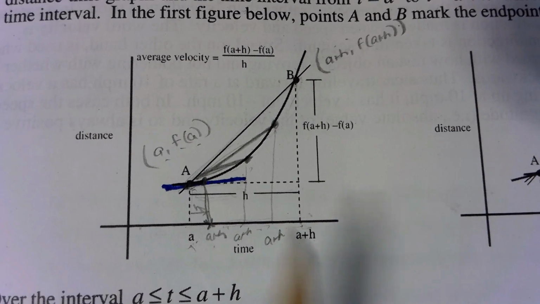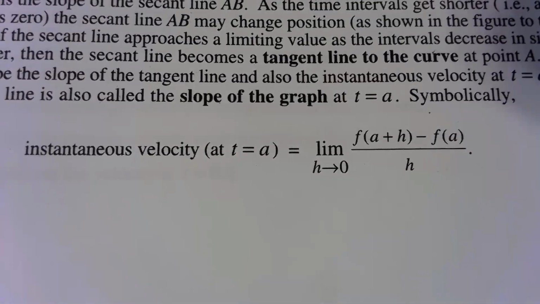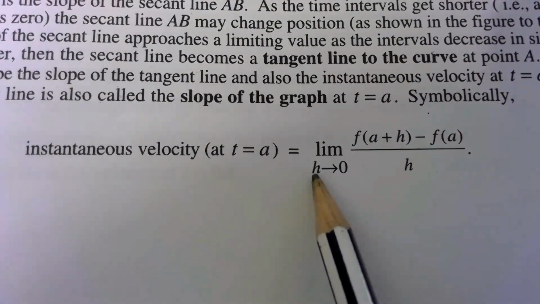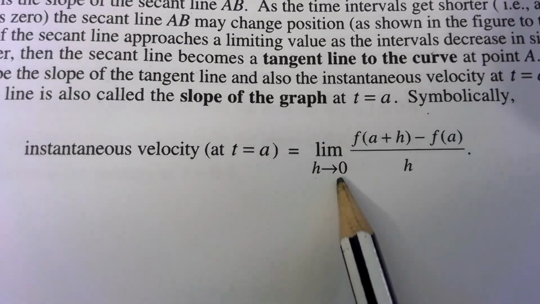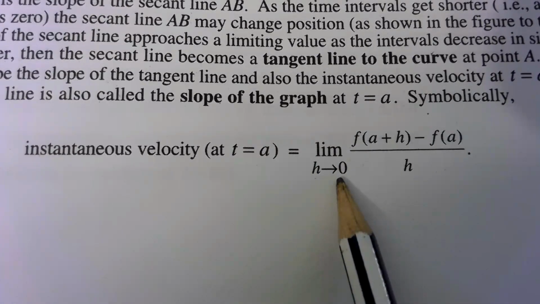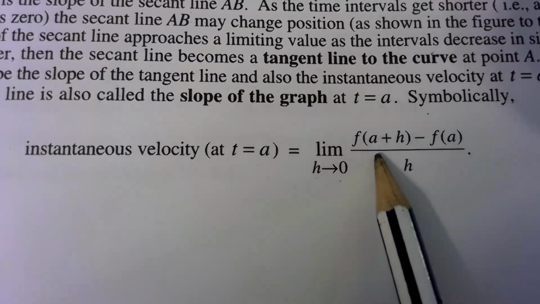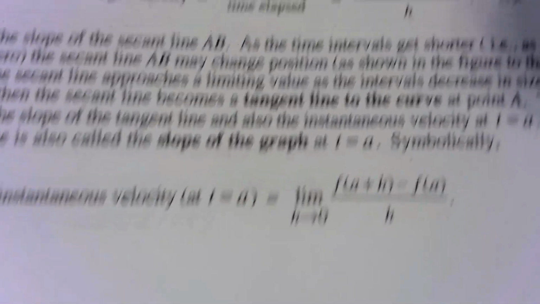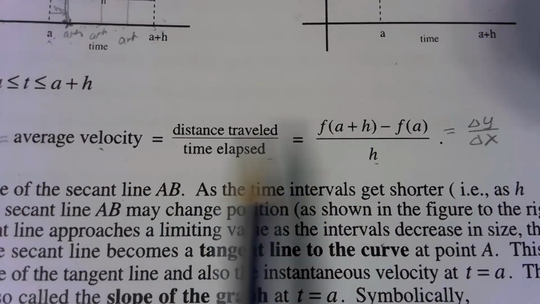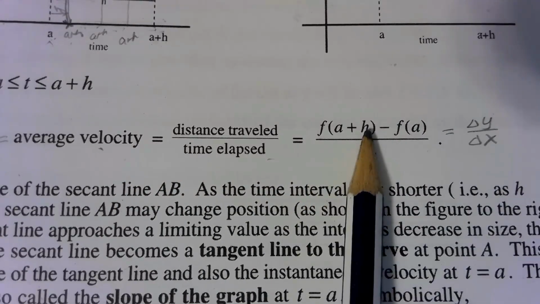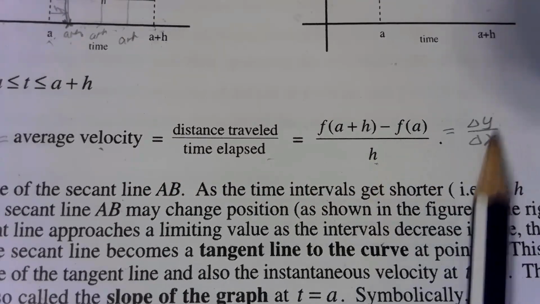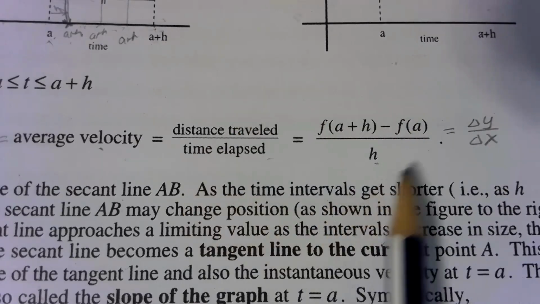So, in this case, where I'm trying to find instantaneous velocity, I'm taking the limit as the width of the interval approaches 0, meaning there's practically no width in the interval. It's this teeny, tiny little distance of the difference quotient. So let me go again. Just above, the slope of the secant line is f of a plus h minus f of a over h, which is change in y over change in x. There's no limit or anything there.